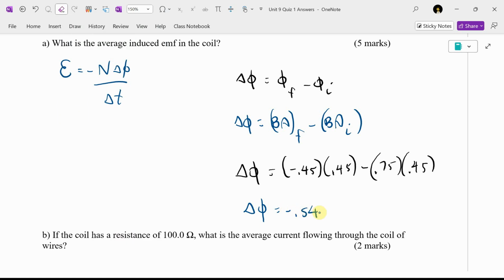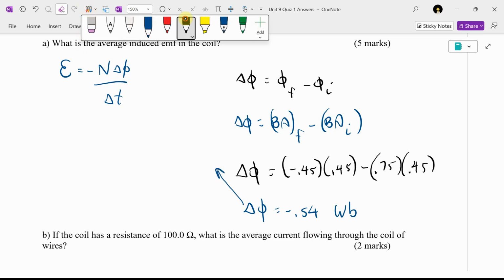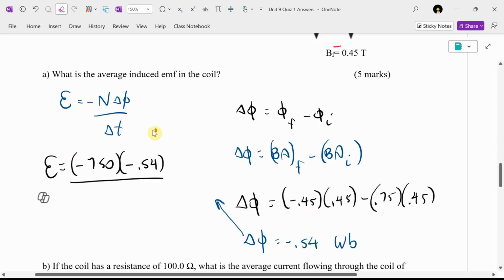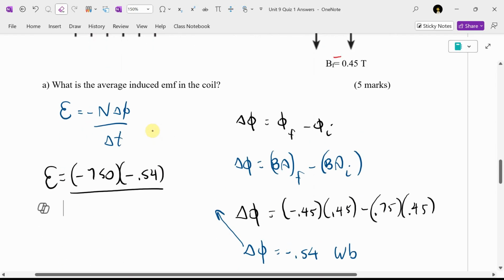I would also accept Webers, positive 0.54. It's all relative. So I walked this over to here, and I said, okay, now I can calculate this. Negative 750 times negative 0.54, all divided by, was t 0.25, I think? Yeah.